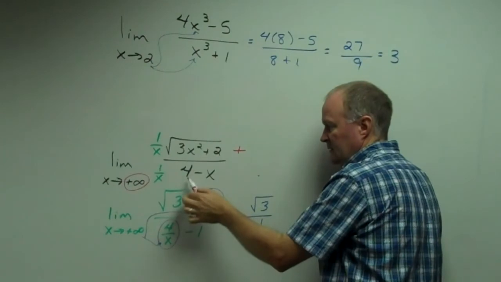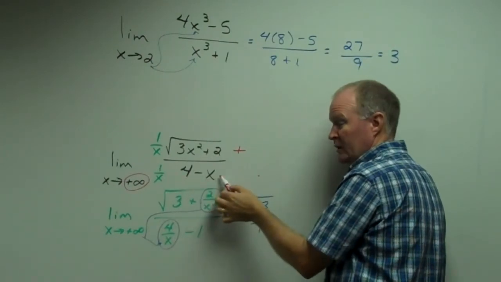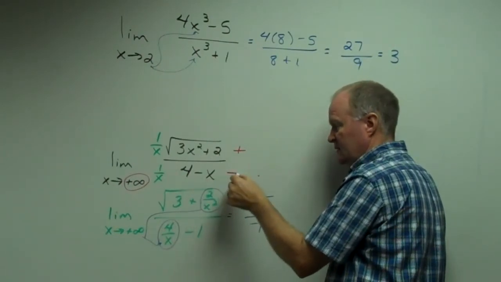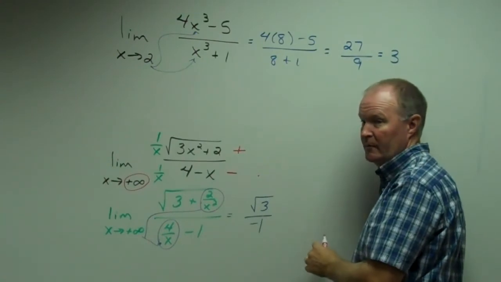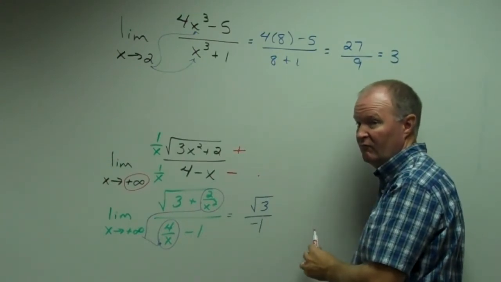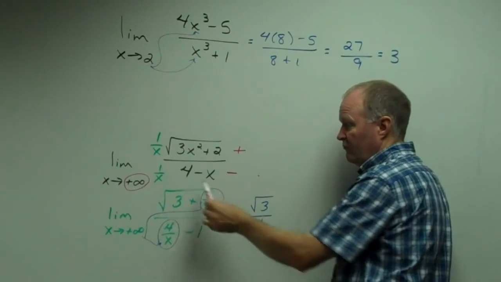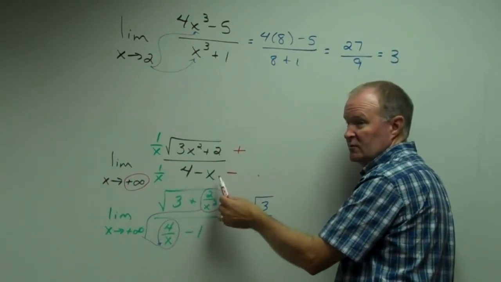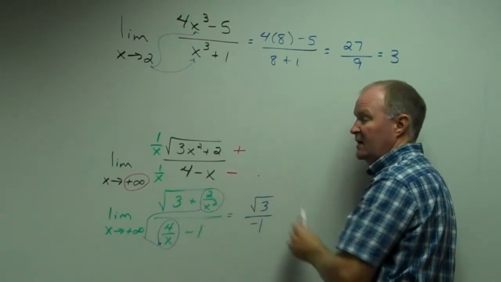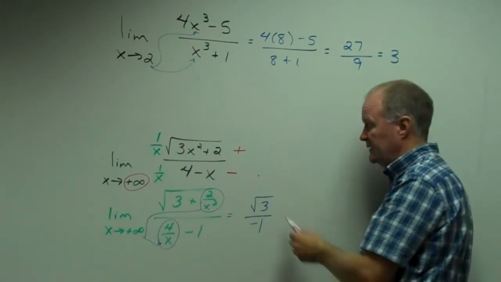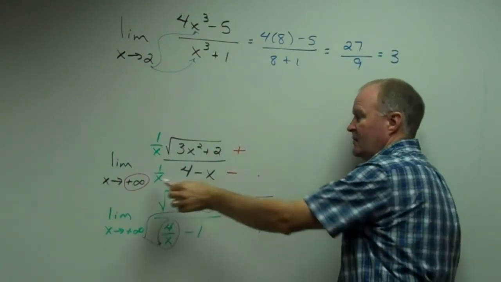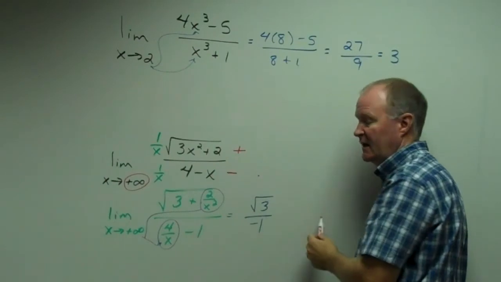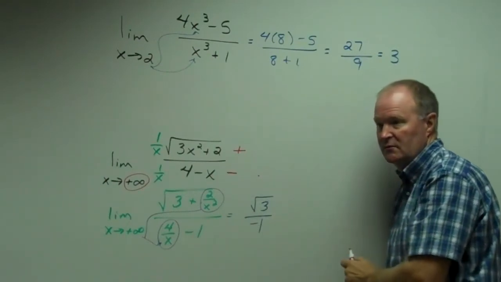Down here in the bottom, 4 minus a really, really large number makes it really small, makes it negative. 4 minus a large positive is just negative. And so this answer, as I'm going to positive infinity, is actually going to a negative. So the negative square root of 3 works.